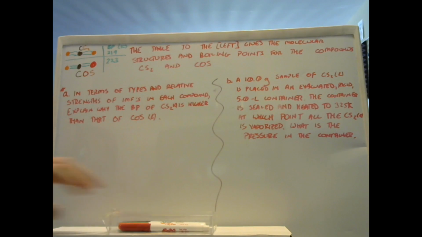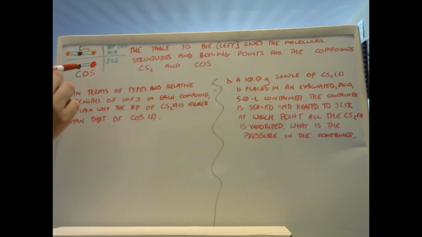Good morning. Today we're looking at 2018 AP FRQ question number 4. It has a table to the left that gives us the molecular structure and the boiling points for the compounds CS2 and COS. They use a coloring scheme for black, gray, and white. I instead have used brown for the carbon, orange for the sulfurs, red for the oxygen.